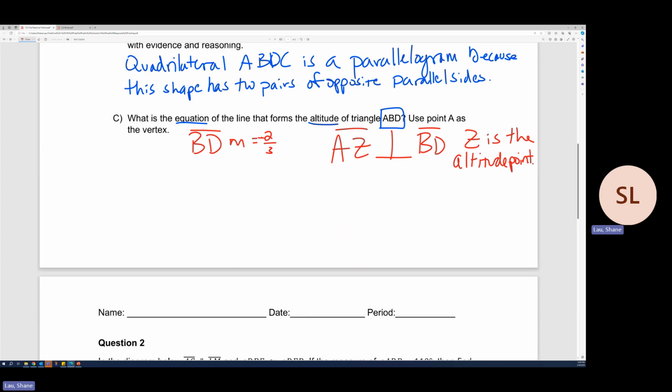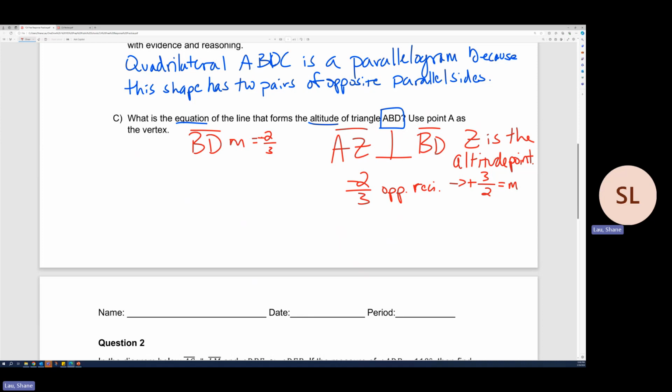And so in order for me to be perpendicular with another line, this made-up line that I'm making up right now, I have to have the opposite reciprocal slope. So if BD is negative 2/3, I'm going to take the opposite and then the reciprocal. Opposite means to change the sign. Reciprocal means to flip the fraction. I get a positive 3/2. And that is my new slope, my slope of AZ.